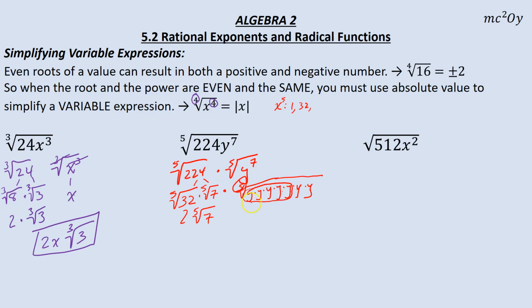Okay, so there is 5 of them. So the fifth root of y to the 5th cancels, and I'm now left with 2 left under there. So I'm left with the fifth root of y squared.